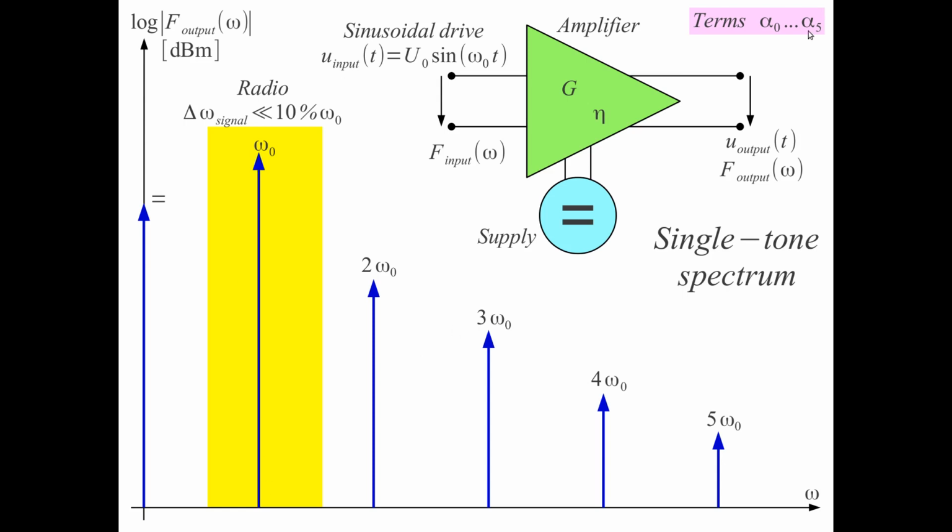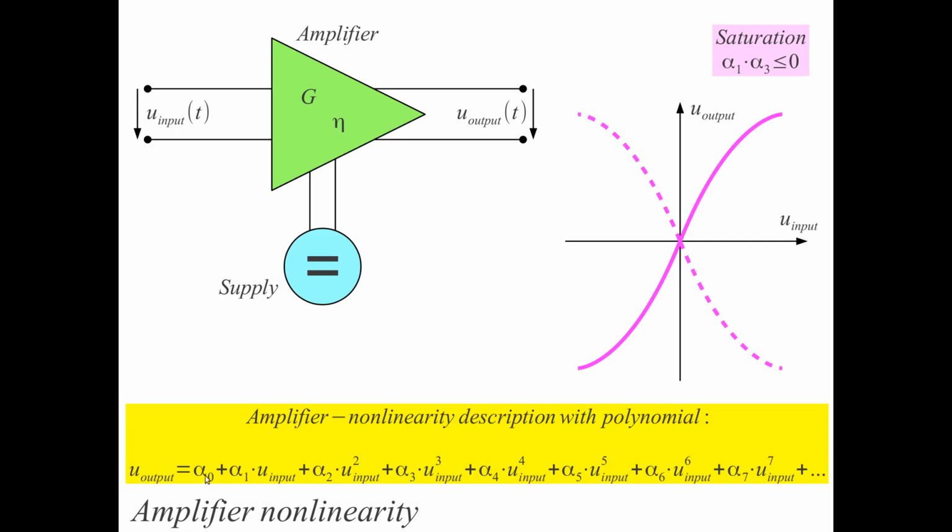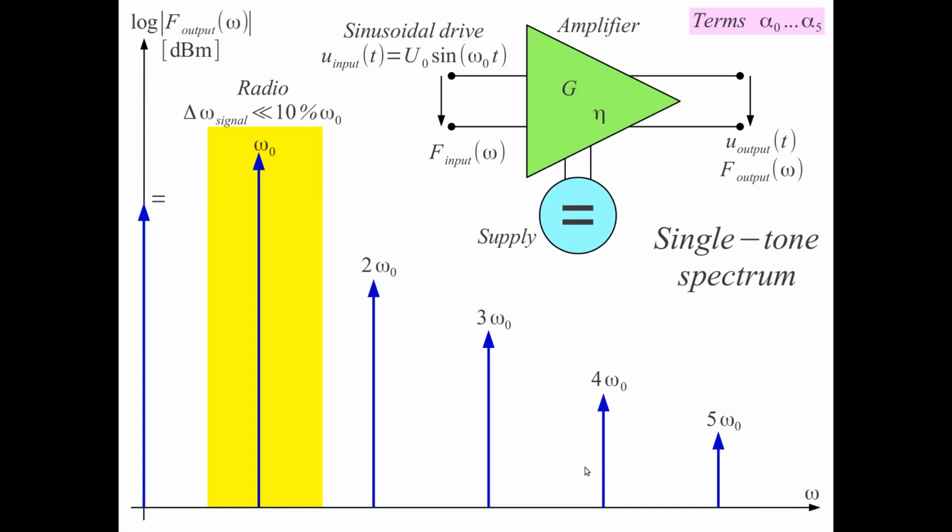Here I stopped my graph at the fifth term. I only used the first six terms, from alpha 0 to alpha 5. So the response is quite simple. And in radio we are usually dealing with narrowband signals. Narrowband signals means that the bandwidth of the signal is less than 10% of the central frequency. If it's less than 10% of the central frequency, it's rather easy to build filters to filter out just the desired fundamental frequency omega 0.